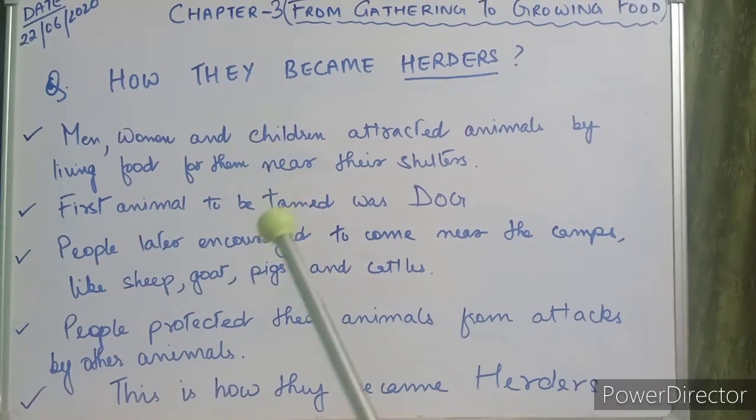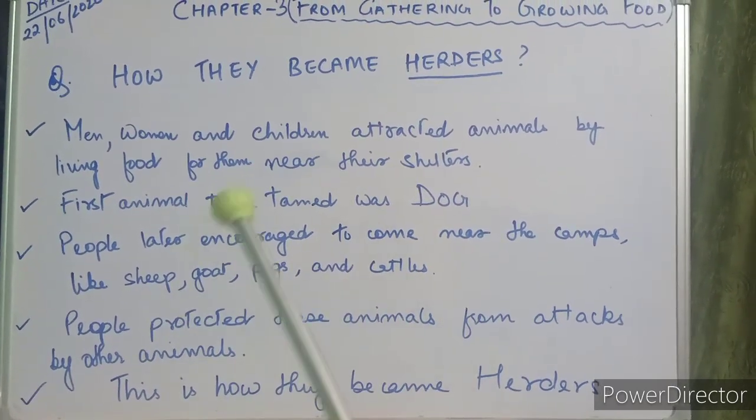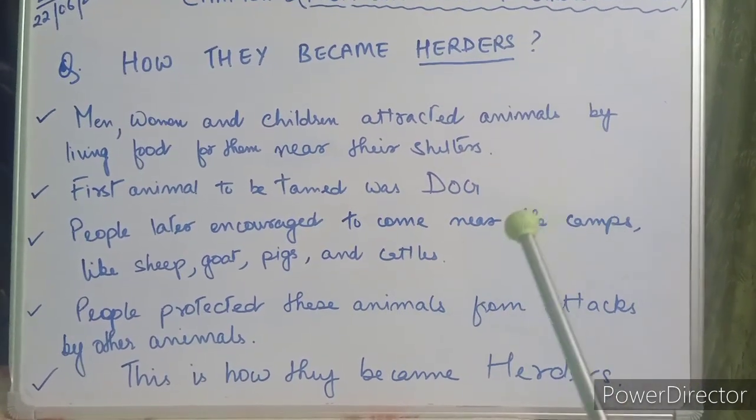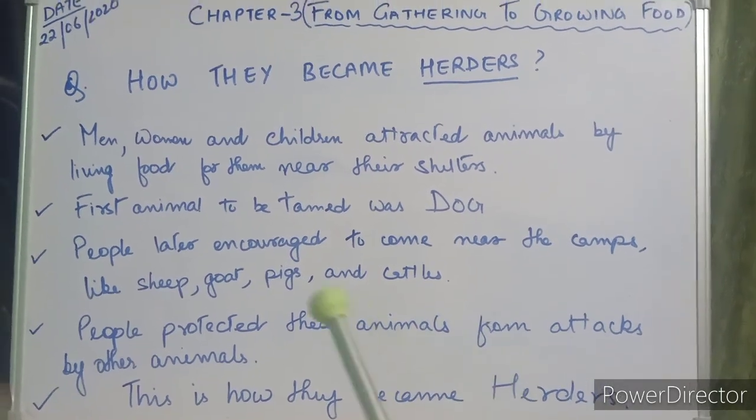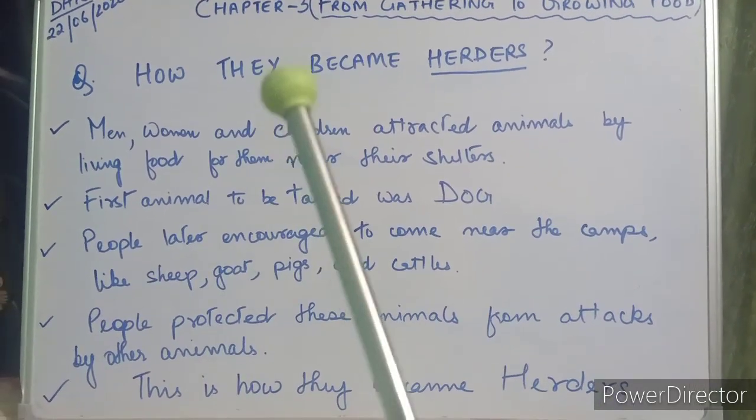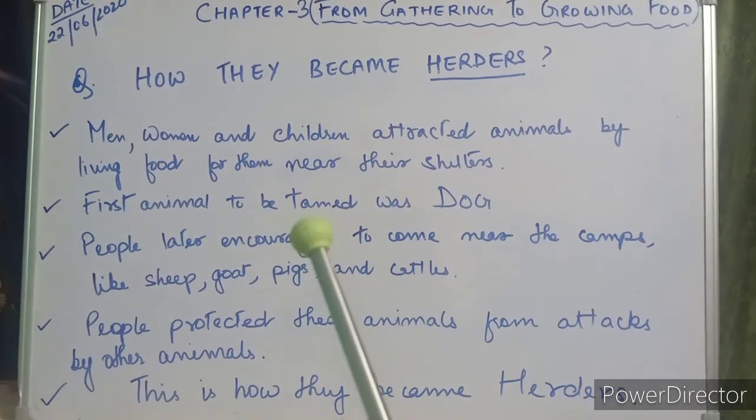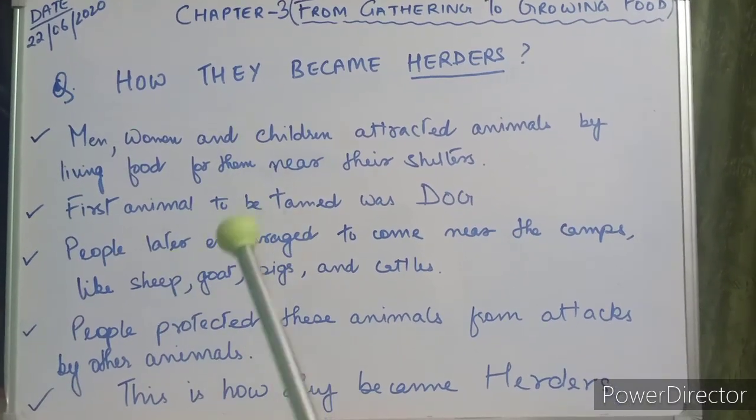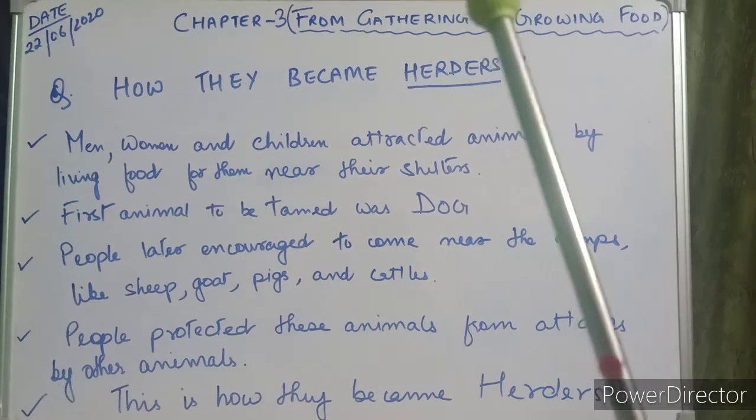Rather than hunting animals, they started rearing animals. From there was production of more animals, and this is how the process of herding started. So today we came to know about two important things: what are the varieties of food and from where we get food, and secondly how they started becoming farmers and herders.